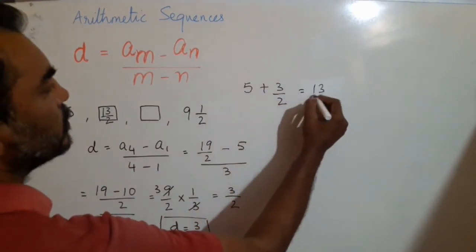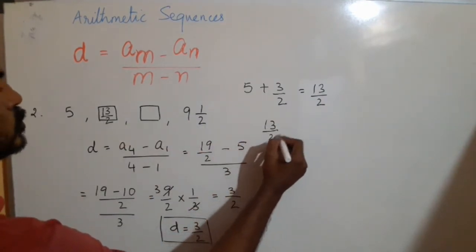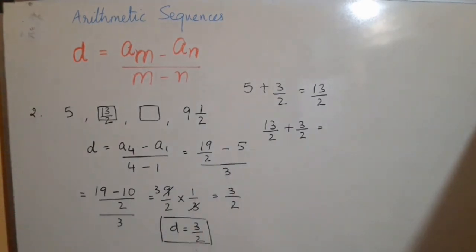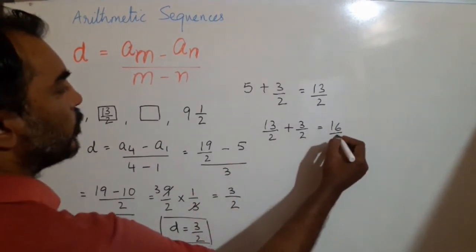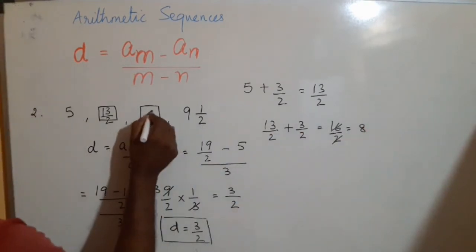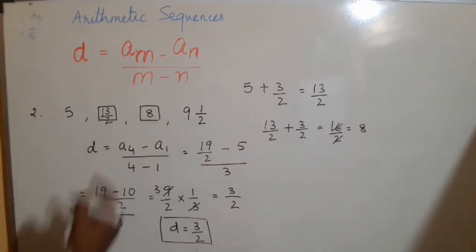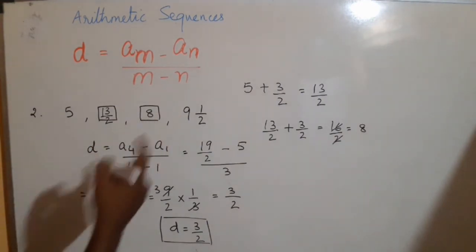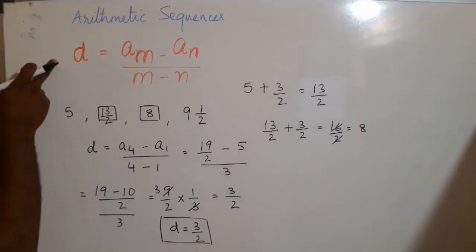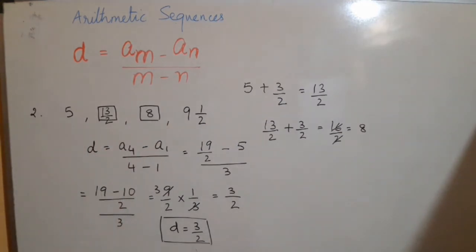Yes, 13 upon 2. To find the next term, we have 13 upon 2 plus 3 upon 2. 13 plus 3 is 16, 16 upon 2. 2 1s are 2, 2 8s are 16. So this term we get 8. And now verify. Adding 8 plus 3 by 2 will give us 9 and 1 by 2. So again, using the shortcut formula for common difference, we have solved one more sum using the same technique.